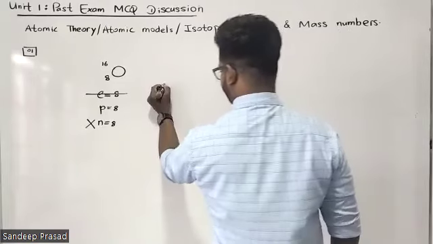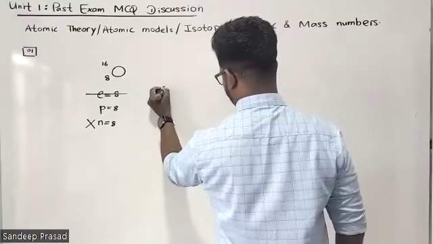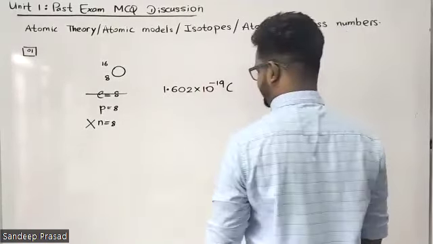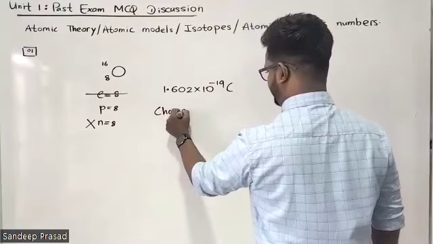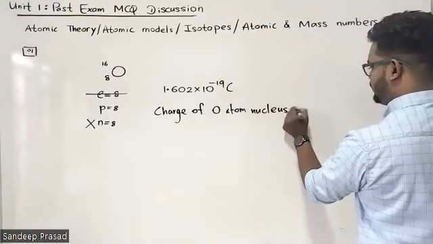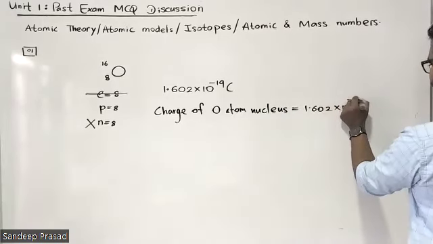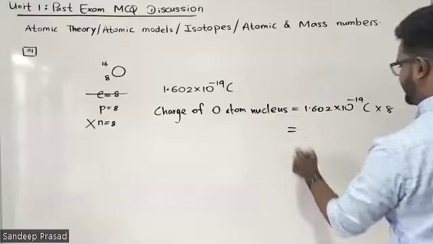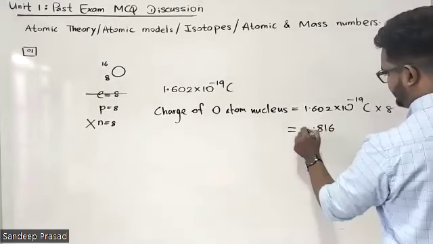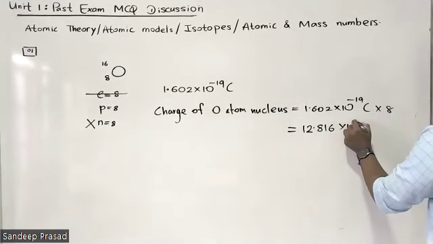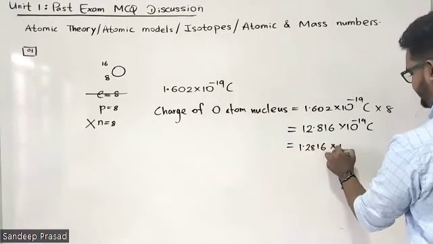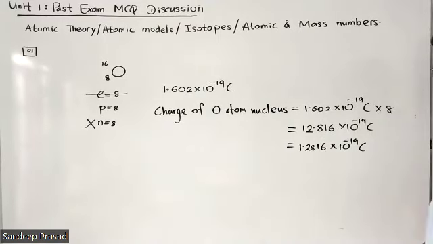So we have learned that the charge of a proton is 1.602 × 10 to the power minus 19 coulomb. Then tell me, what is the charge of the nucleus? The charge of the oxygen atom nucleus is 1.602 × 10 to the power minus 19 coulomb times 8. When you multiply this by 8, what is the answer? 8 times 6 is 48, 4 carry; so 12.816 × 10 to the power minus 19 coulomb. If not, we can tell that it is 1.2816 × 10 to the power minus 18 coulomb. So this is the charge of the oxygen atom nucleus.